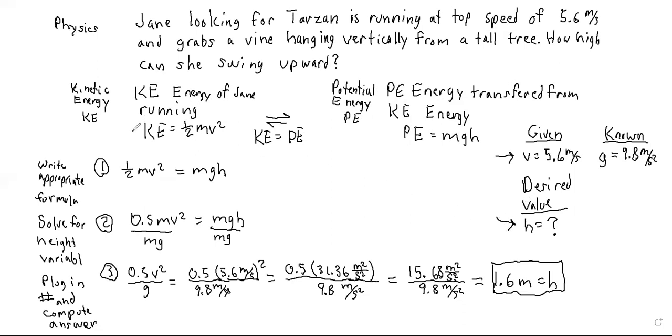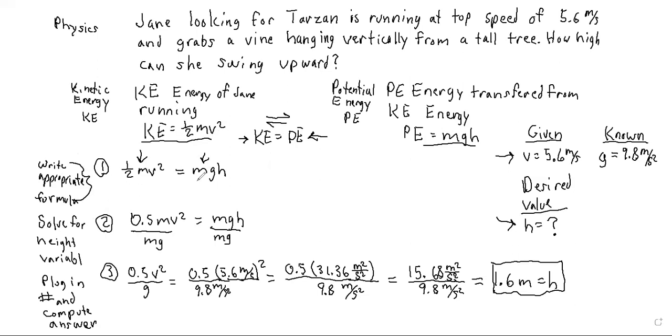So how do we do this? Well, we equate the two because we know we're transferring from kinetic energy to potential energy. So kinetic energy will equal potential energy in this situation. And then we plug in the formulas for each. The formula for kinetic energy is 1/2 mv squared, which we write here, and the formula for potential energy is mgh, which we have here. So we write the appropriate formula. That's step number one, right? That's what we did here.